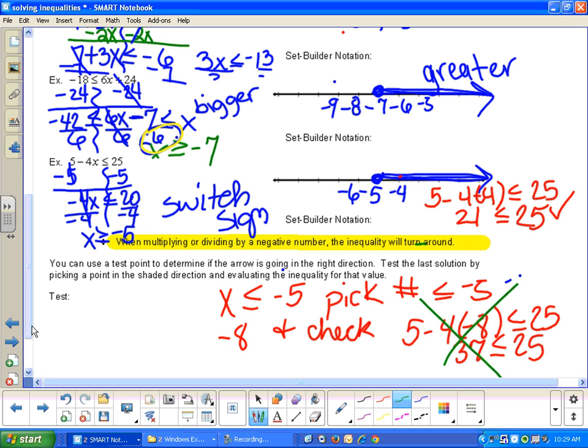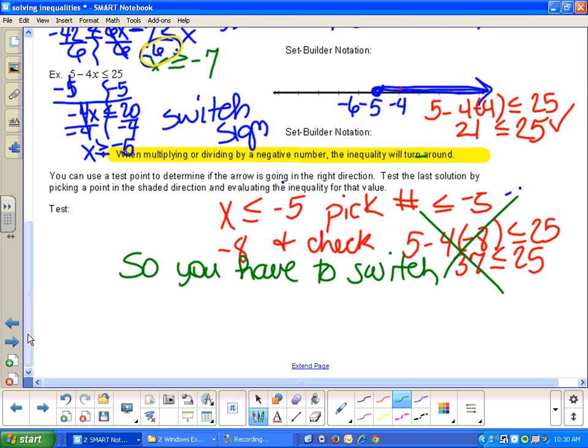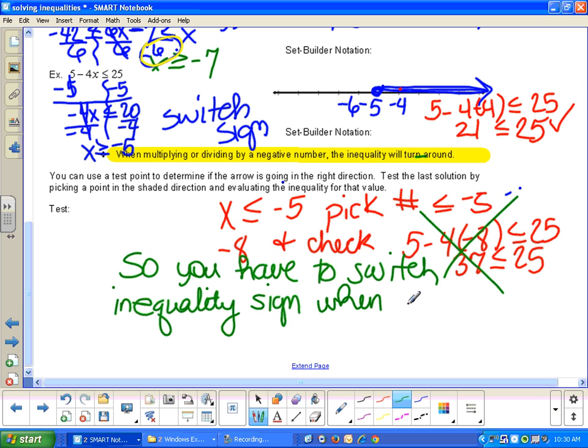So we have to switch the inequality sign when we're dividing or multiplying by a negative. And that's the same thing that we highlighted up there.